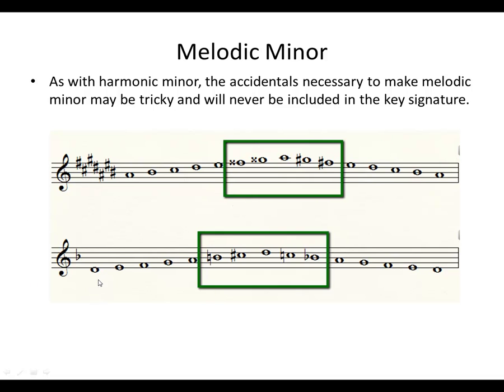And with the D minor scale, again, you'll have a B natural because you're raising this B flat a half step, and a C sharp. In the descending scale, the C sharp lowers back to a C natural, the B natural lowers back to the B flat, which agrees with the key signature.